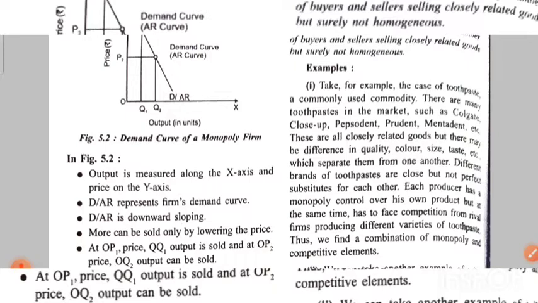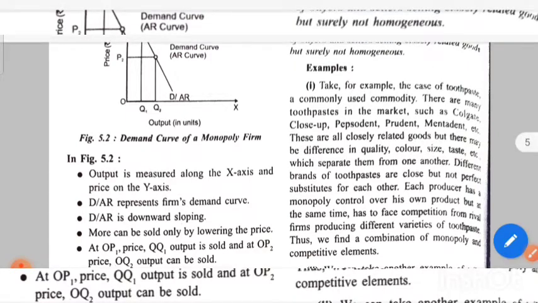As we are taking toothpaste, Pepsodent and Colgate are all selling toothpaste, but Pepsodent is using salt in their toothpaste, Colgate is using neem. So they are using different ingredients in their product. So this is the real form of market.